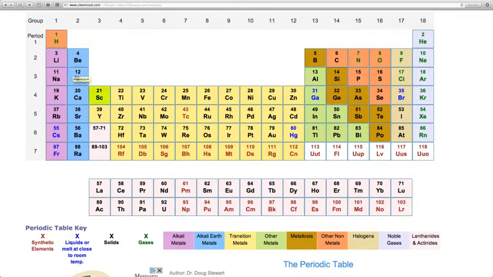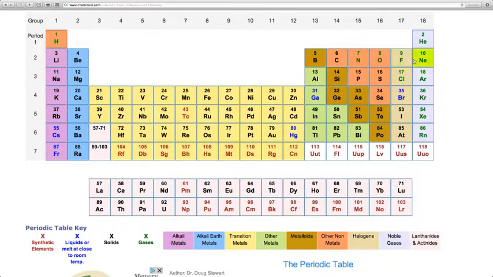Group 1 elements have one valence electron, so hydrogen, lithium, sodium, potassium. All these elements have one valence electron. Group 2 have two valence electrons, like calcium or magnesium. Transition metals, everything in these groups right here, they vary. You don't really need to worry about them. It depends on their charge.